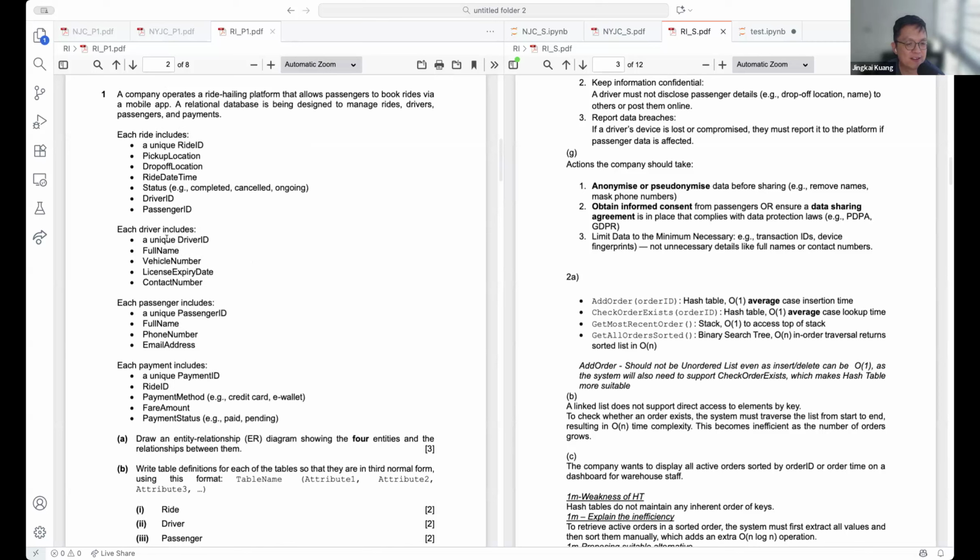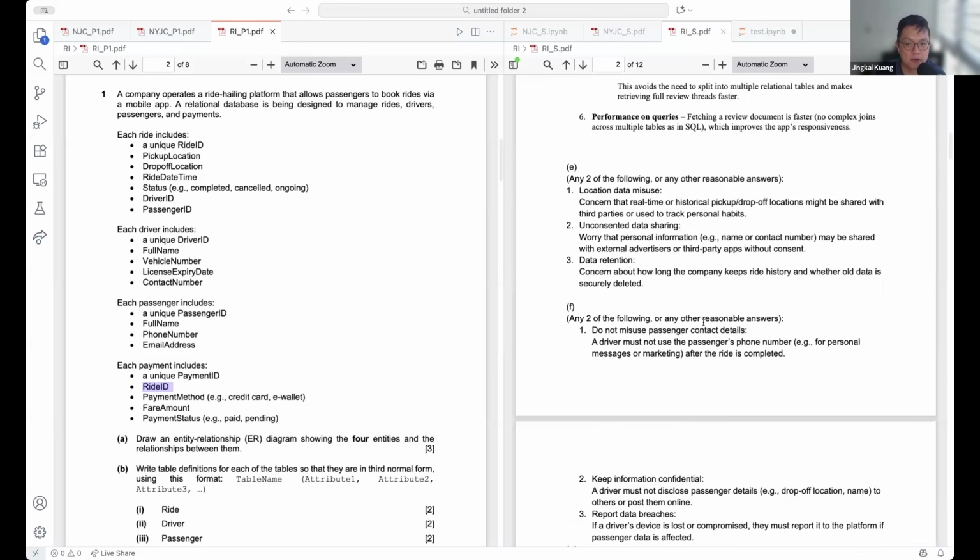What else? Driver is connected to ride. One driver will have many rides. One passenger will have many rides. So driver and ride relationship is one to many. Then passenger to ride is also one to many. Payment method, unique payment ID, ride ID. It's connected to the ride, so every ride will have a unique payment ID. So it's one to one.